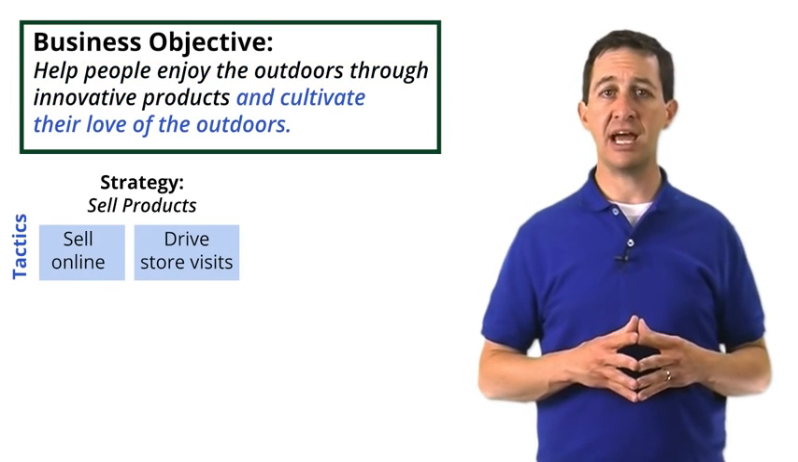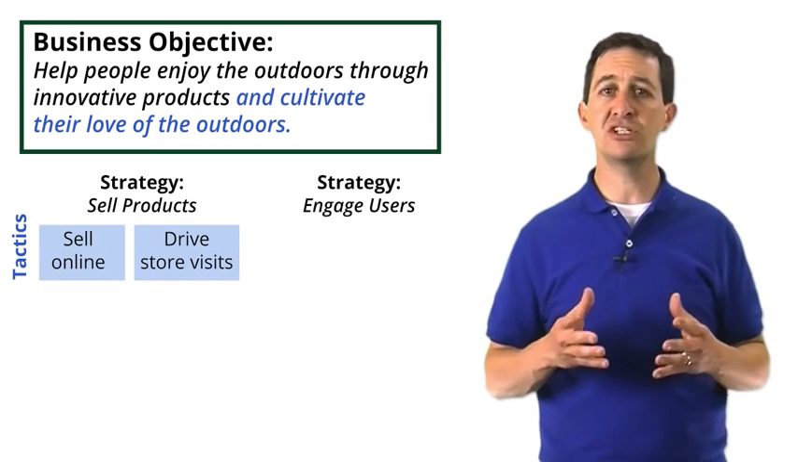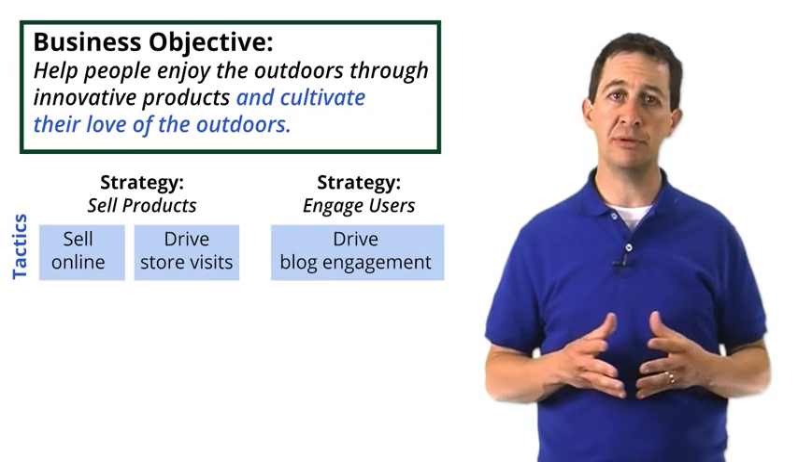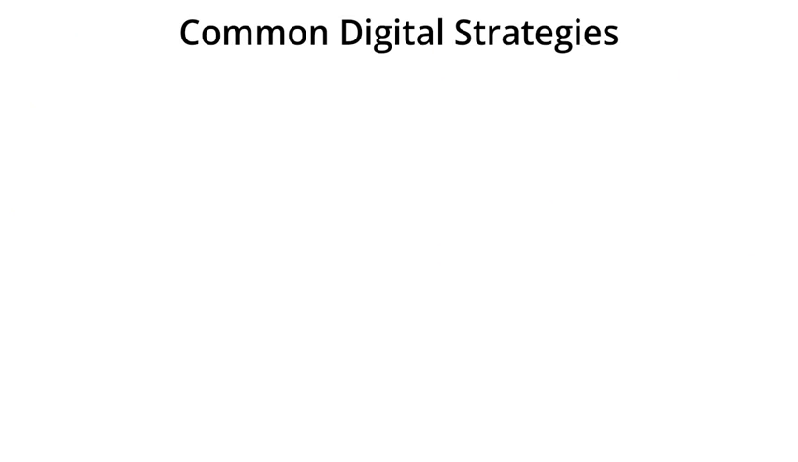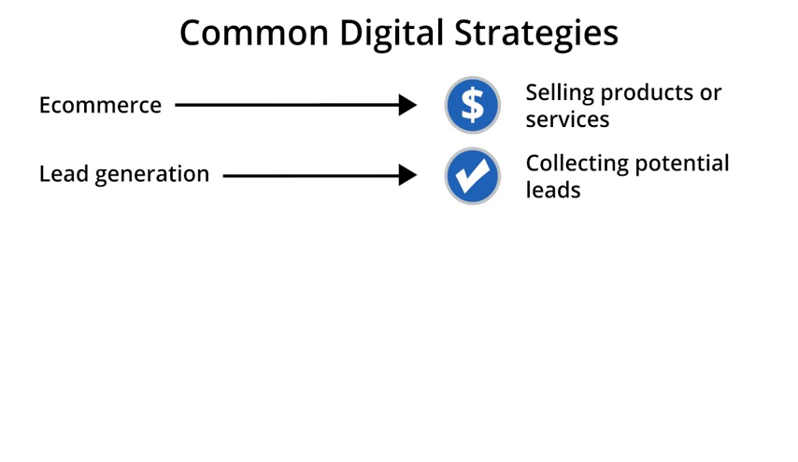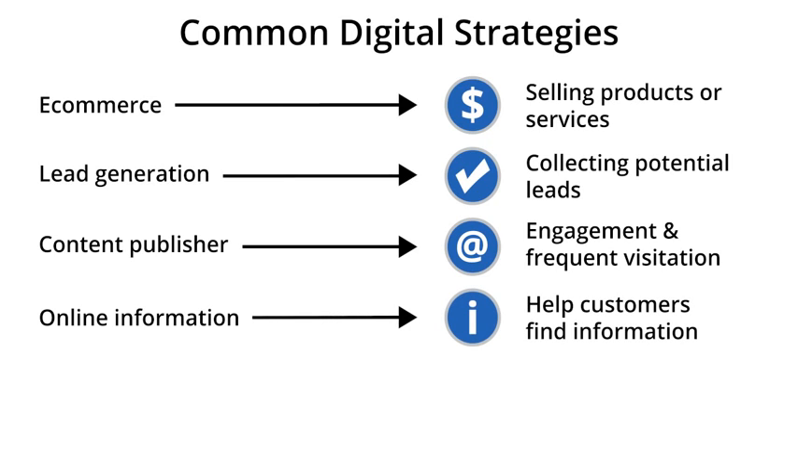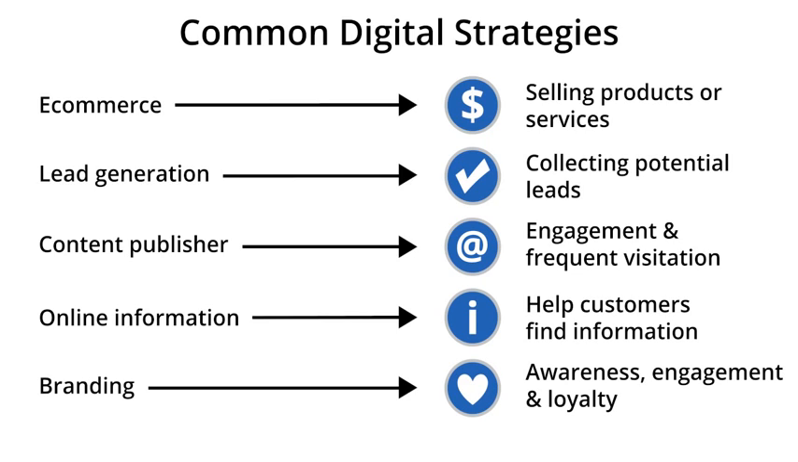Finally, to support the second half of our mission, cultivating our customers' love of the outdoors, our strategy would be to engage customers in conversations about outdoor topics, and we might do that through posts on our blog. Remember, each business will have its own set of strategies, but most of them will closely relate to these 5 common types. For e-commerce sites, selling products or services. For lead generation sites, collecting potential leads. For content publishers, encouraging engagement and frequent visitation. For online information or support sites, helping users find the information they need. And for branding, driving awareness, engagement, and loyalty.